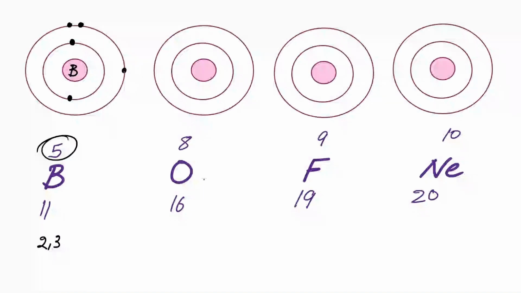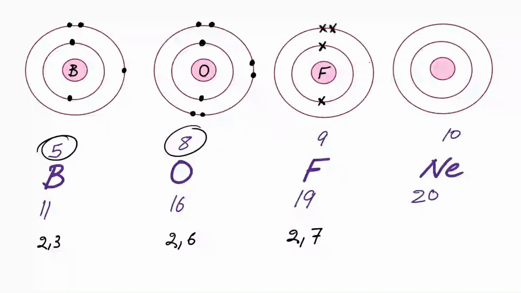What about the oxygen? 8 electrons. We can distribute them 2 and 6. So we write O here. We have 2 electrons here and 6 electrons here. 1, 2, 3, 4, 5, 6. What about the fluorine? F, 9. The first shell can hold up to 2. Remaining how many? 9 minus 2, 7. So we write F. We can use the crosses here. We have 2 electrons in the first shell and 7 electrons in the outermost shell. 1, 2, 3, 4, 5, 6, and 7.